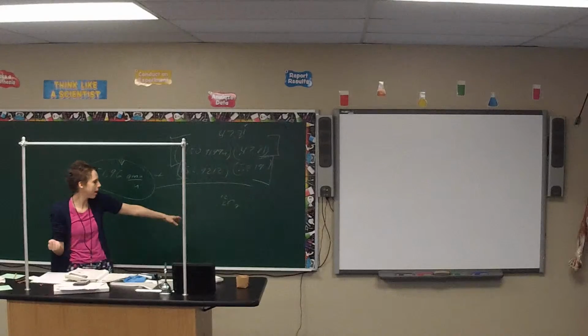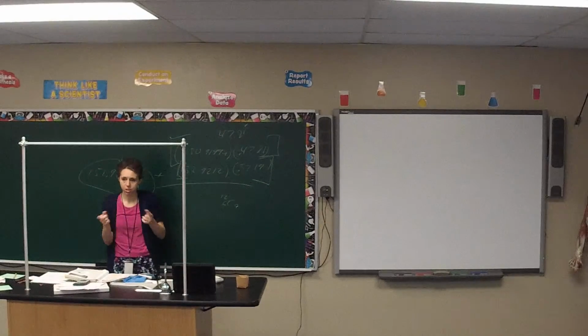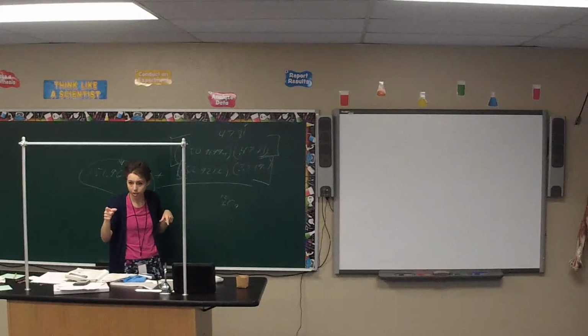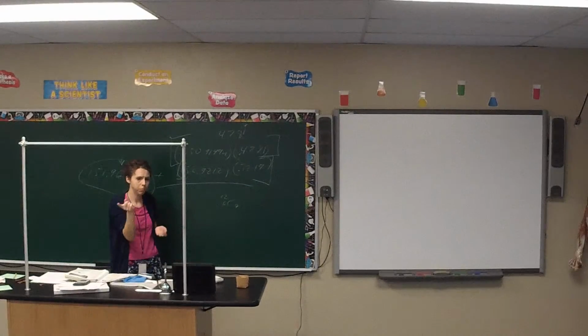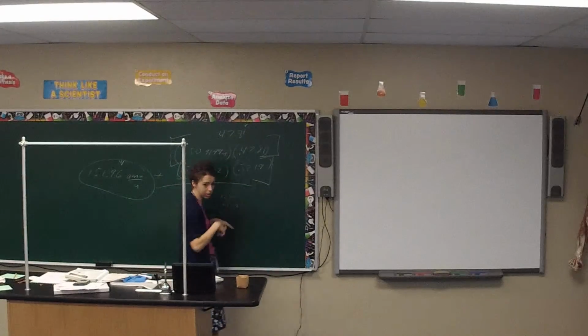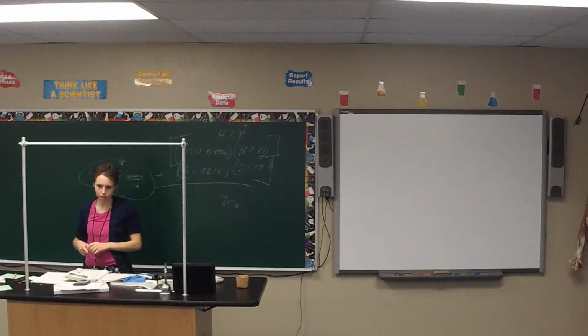What do you call an element that has a different number of neutrons? So it's the same element, but some of them are heavier than others. Isotope. Good job, isotopes. It could be like carbon-12 or carbon-14.